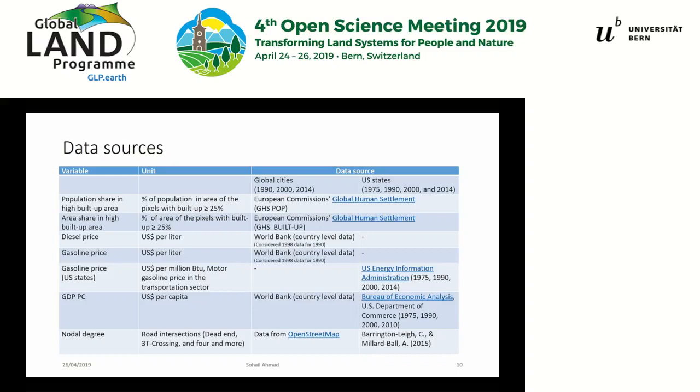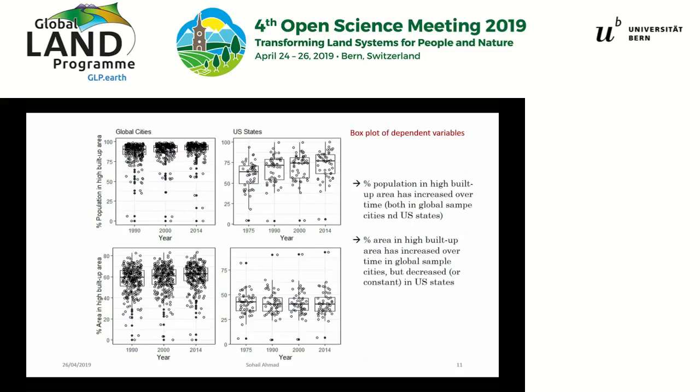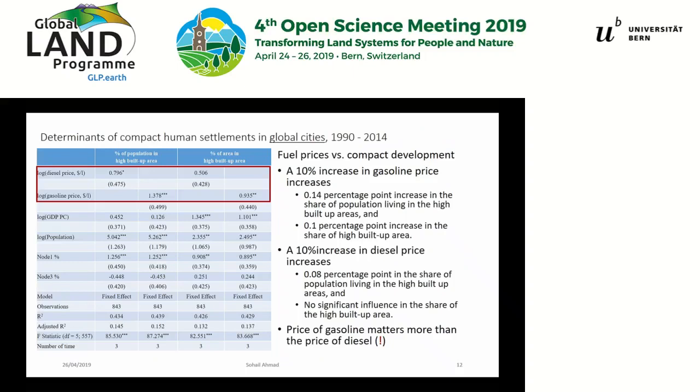If you look at the global cities and the US states overall, we find that the percentage of the population in high built-up area has increased over time. Also in the US states, the percentage of high built-up area has increased. But in the US states, while the percentage of population has increased, the percentage of area has decreased a little bit or stayed almost constant. So our results suggest the following.